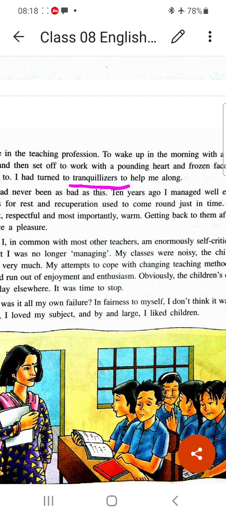Tranquilizers, the pills that are taken to get sleep.